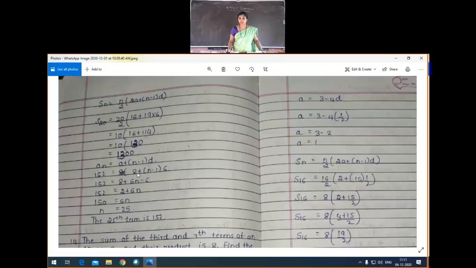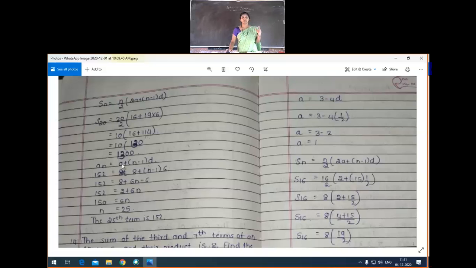Now what we have to find here? So 152 is which term? Okay, we have to find out which term is 152. So for that we have to use an is equal to a plus n minus 1 into d. an, so that is 152. We have to find which term 152 is, right?